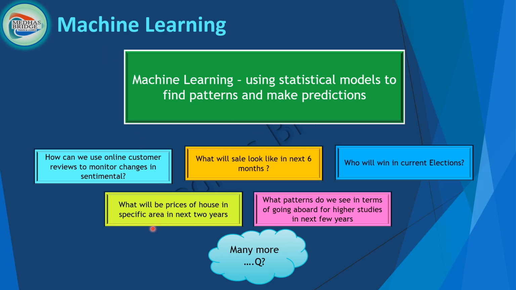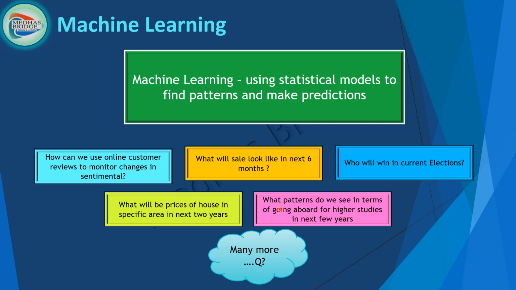The next thing, you are living in a place where prices of properties are rising year on year. Case by case you look at it, then probably your question would be, what will be the prices of a house in a specific area in the next 2 years? Yes, in these scenarios we can definitely use machine learning algorithms to find out a predicted value out of the historical data that you have.